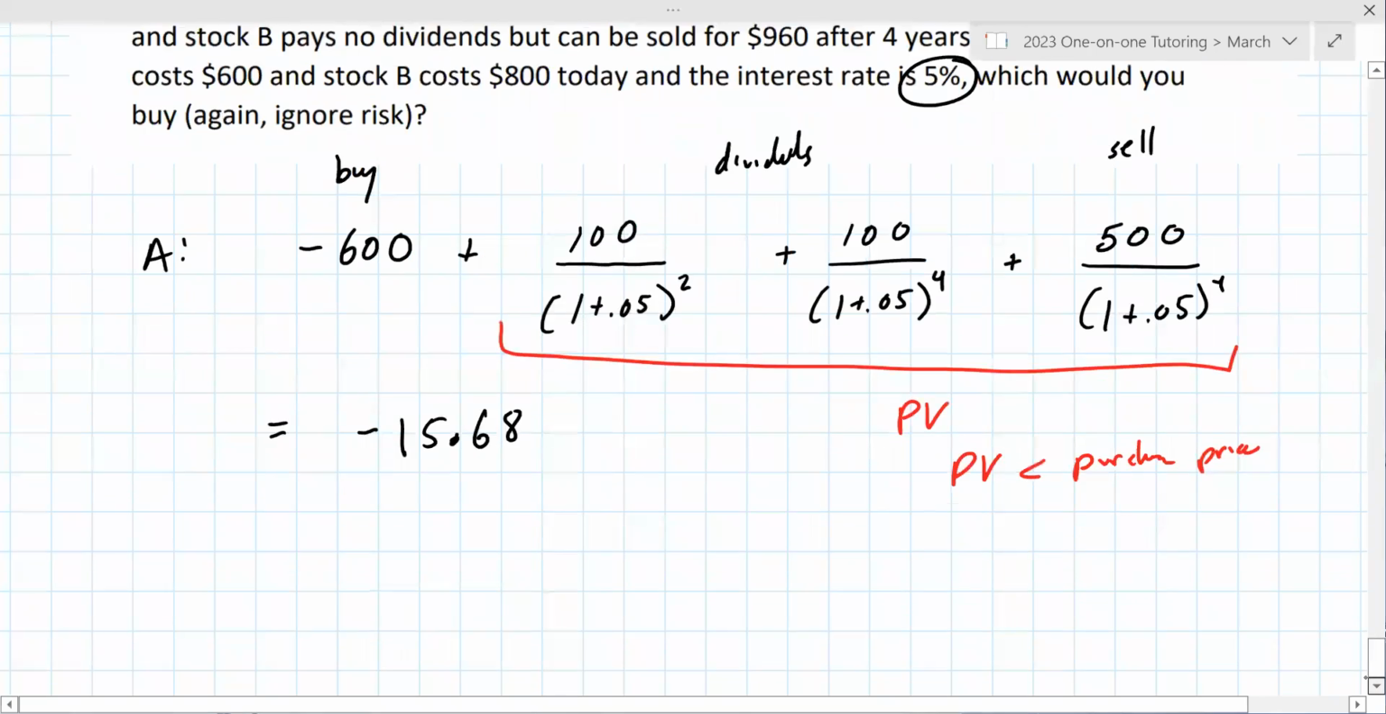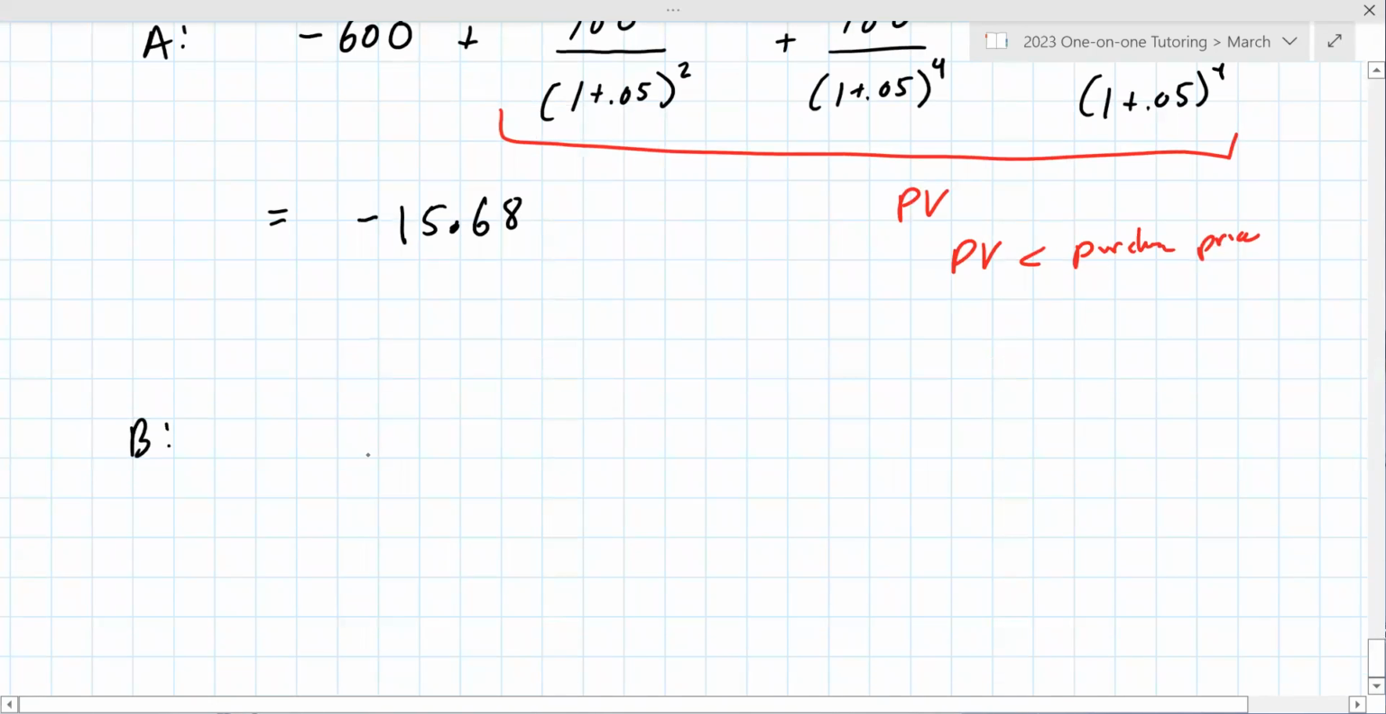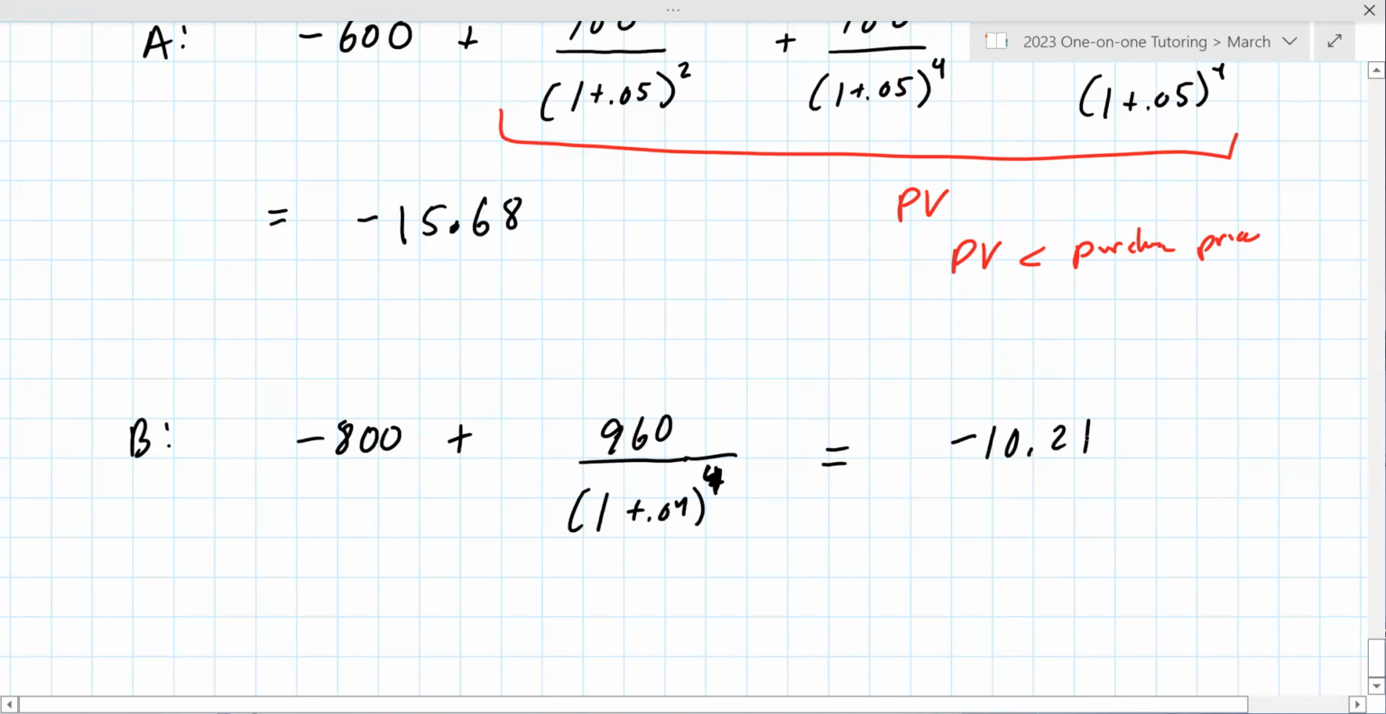For B, you are paying $800 today. So you're out that money. There's nothing on the bottom here because it's today. And then you're selling it in 4 years for 960, no dividends. There's a 4 there. And that ends up being minus $10.21. Got it. So you wouldn't want to buy either of them. Yes, and that's why the solution says that.